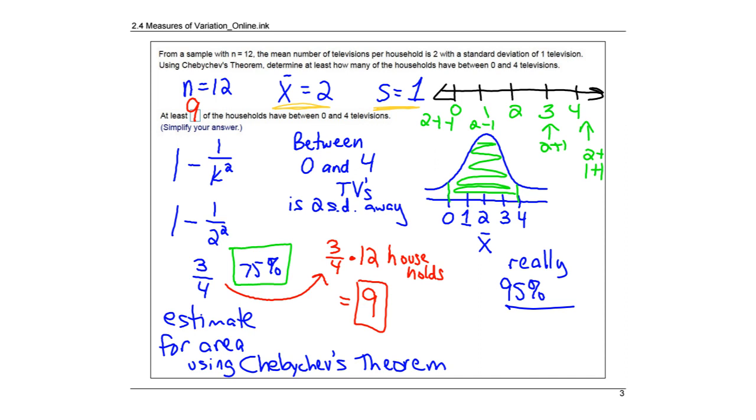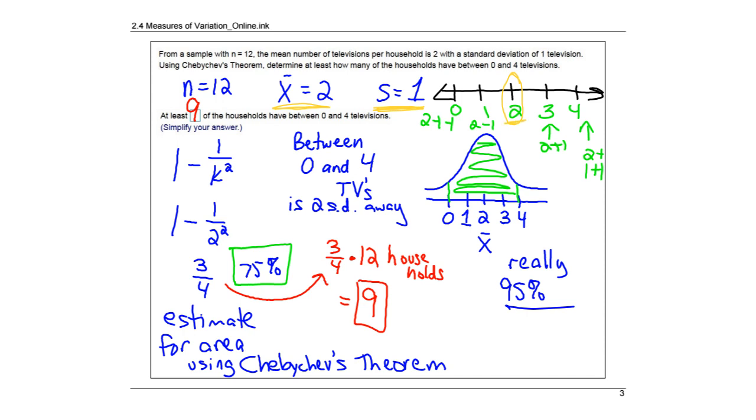All right, we're going to use C's theorem to determine at least how many of the households have between 0 and 4 televisions. Well, the problem is right now we don't know how far away we are from the mean. So what we're going to do is we're going to go ahead and put the mean in the middle. So 2 goes in the middle. We're going to add the standard deviation on the right-hand side. So the standard deviation is 1. So we're going to add 1.